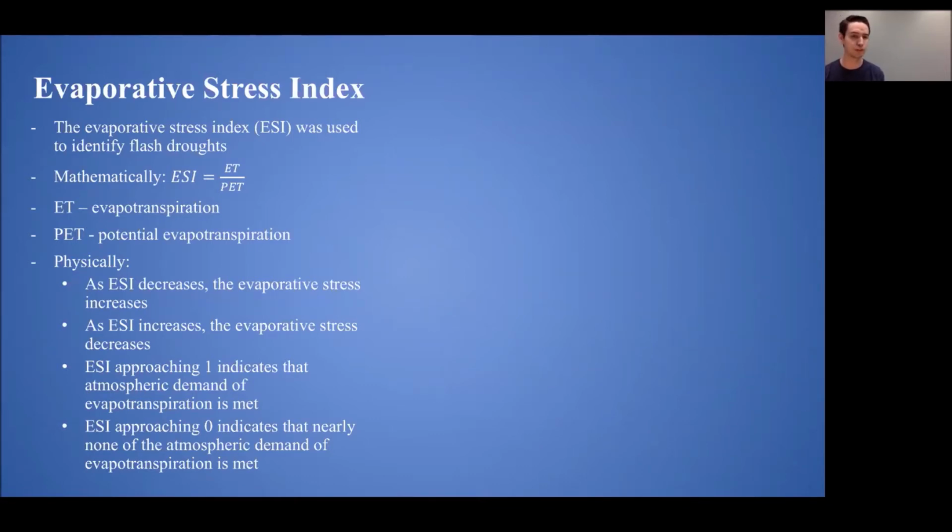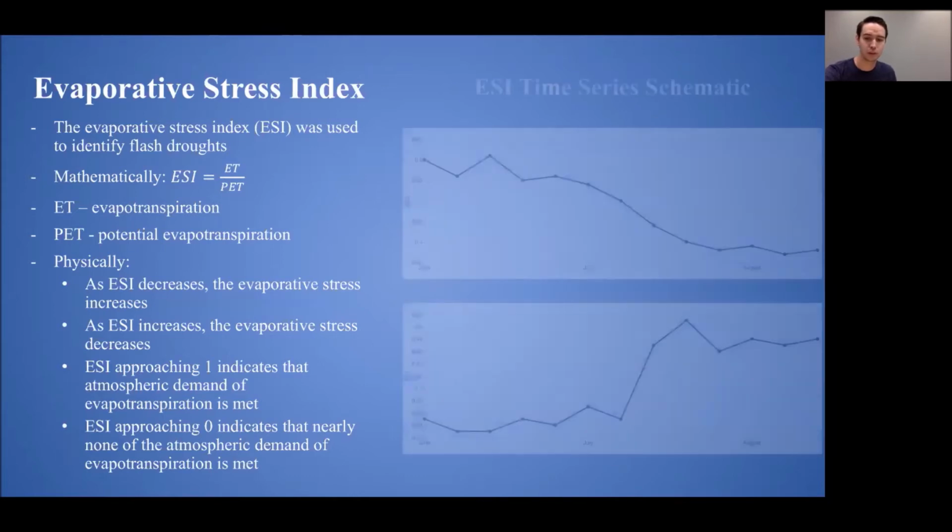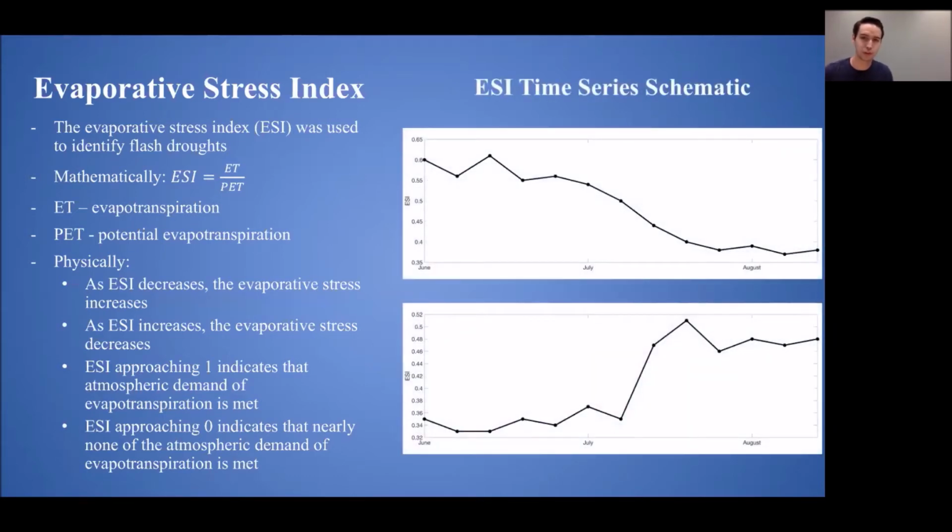But in terms of the physicality of what ESI is, essentially as ESI approaches 1, this indicates that the atmospheric demand of evapotranspiration is met. On the other side, if ESI is approaching 0, that means the atmosphere is not meeting the demand for evapotranspiration. Just to provide a visualization of what this looks like, here on the 2 panels, I have time series schematics of ESI.